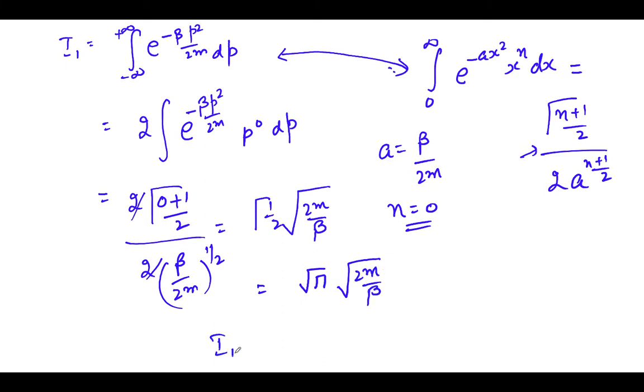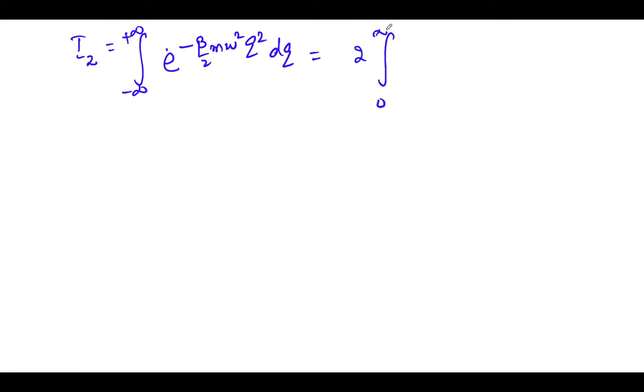So the I1 value comes out to be 2 pi m over beta. Let us say this is equation number 1. Similarly, you can solve the second integration, which is a function of the position coordinate, from minus infinity to plus infinity of exponential of minus beta by 2 m omega square q square dq. This we can write as 2 times the integral from 0 to infinity of exponential of minus beta by 2 m omega square q square dq.